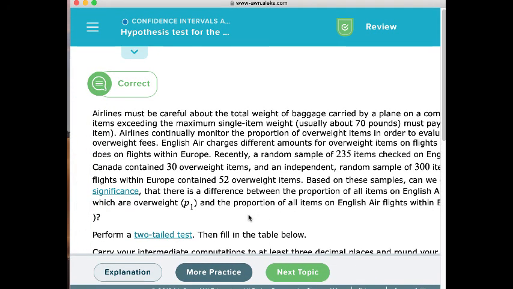All right, so I hope this movie on the hypothesis test for the difference of proportions was helpful. I'll do another example, but I'll make a separate movie for that one.